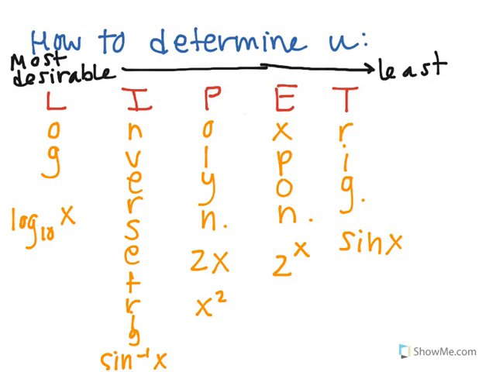On the top you can see we have most desirable to least desirable going from left to right. Even though the ones on the left will make it easier to solve and make your outcome less complicated, the ones on the right are actually more common than the ones on the left, and they appear more often in given problems.